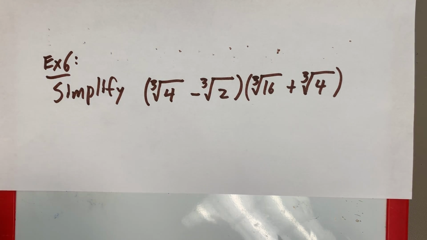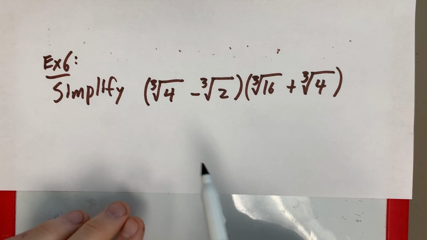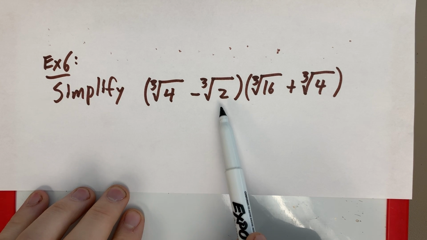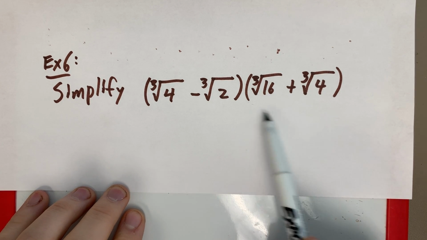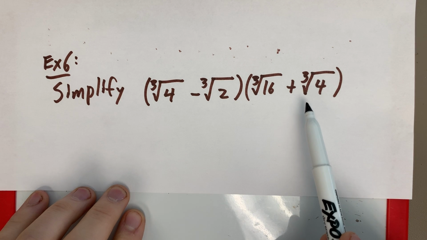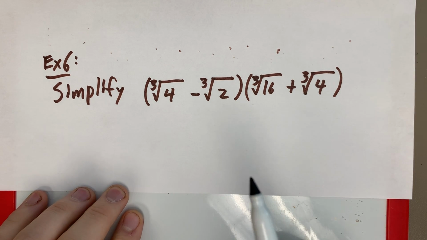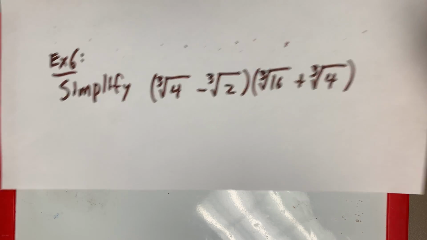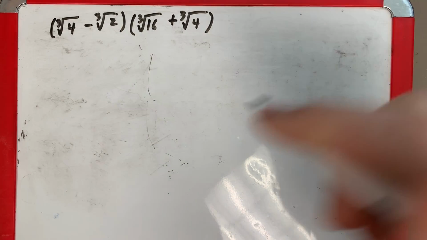And now on to our sixth example. We are going to be simplifying this radical expression here: the quantity cube root of 4 minus cube root of 2, times the quantity cube root of 16 plus cube root of 4. So this is going to use the exact same FOILing technique that we've dealt with so far. Very little difference from the first several examples, but I figured one more example of this type would not hurt at all. So let's figure out how we do this.